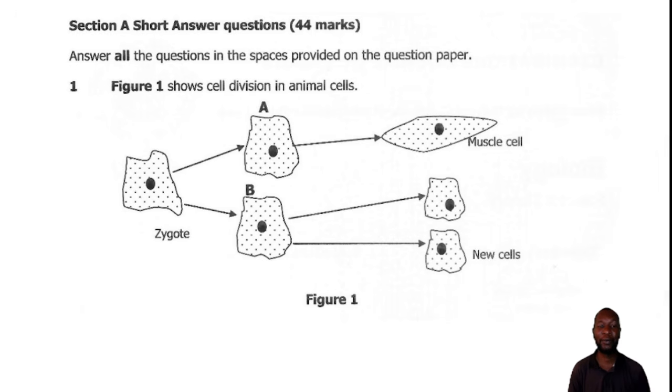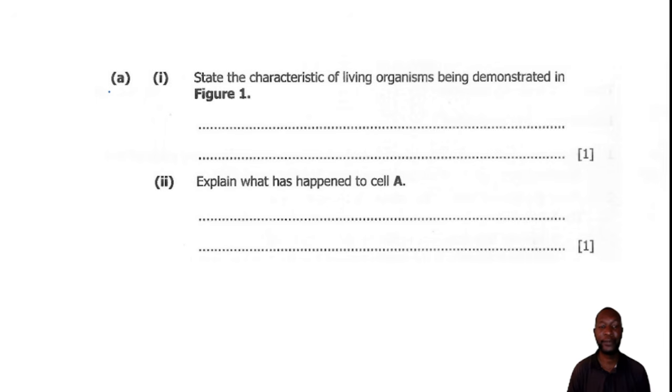Question 1. Figure 1 shows cell division in animal cells. We have the zygote, which divides to form cell A and cell B. Cell A becomes the muscle cell. Cell B further divides to produce two new cells. Part A1, state the characteristics of living organisms being demonstrated in figure 1.